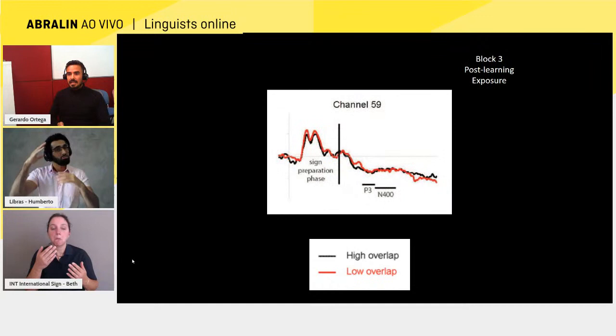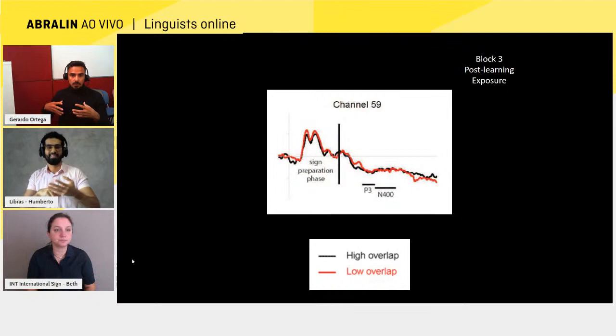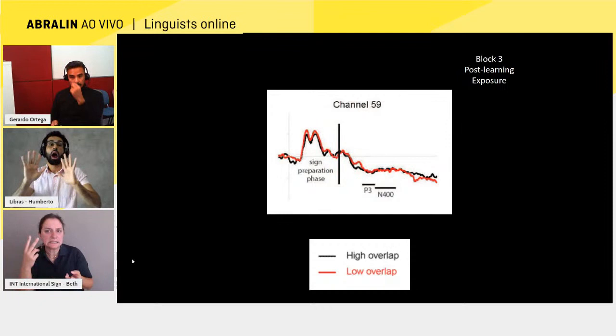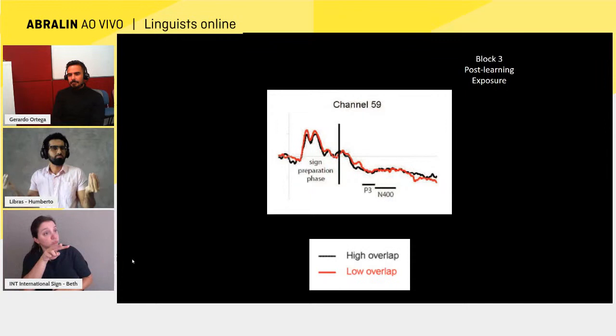When we look at the results after block three, and this is again after they learned the signs through intensive training, we saw that all the effects disappear. They do not rely on their gestures anymore. The signs are not unexpected, and that's what makes the differences in the P300 disappear.